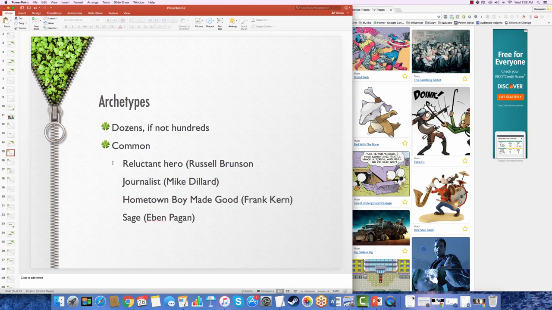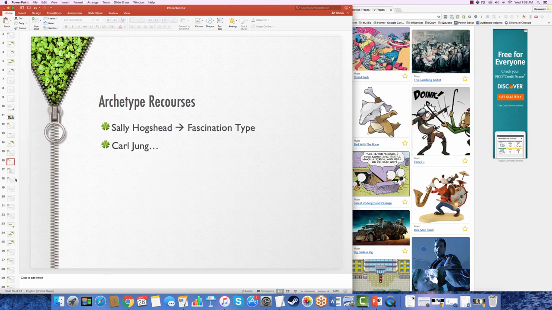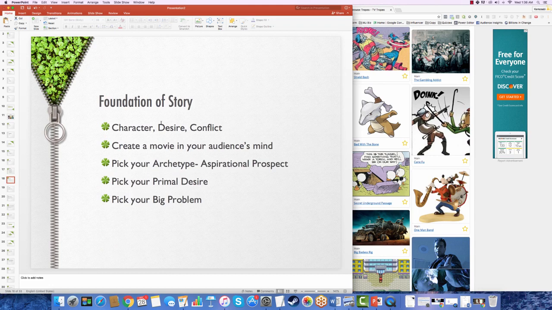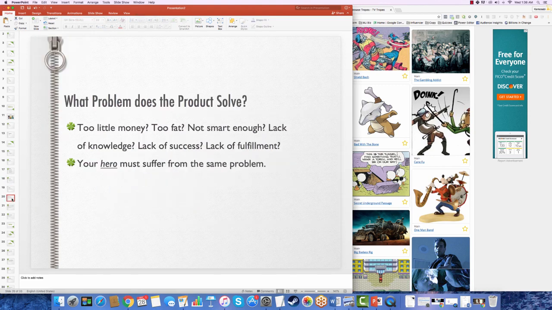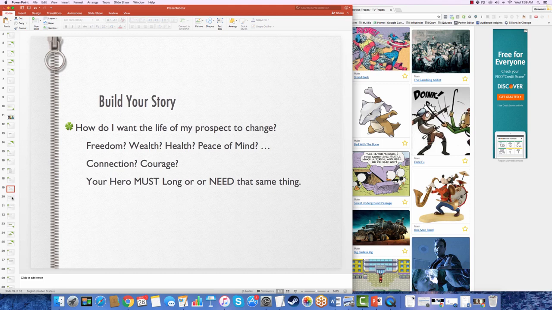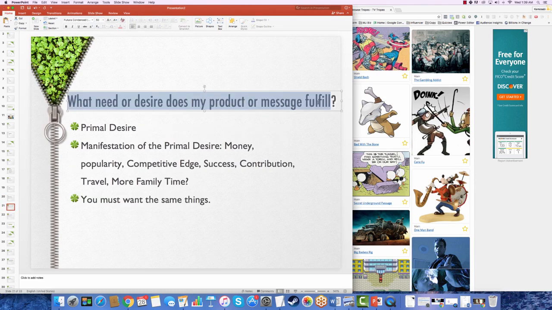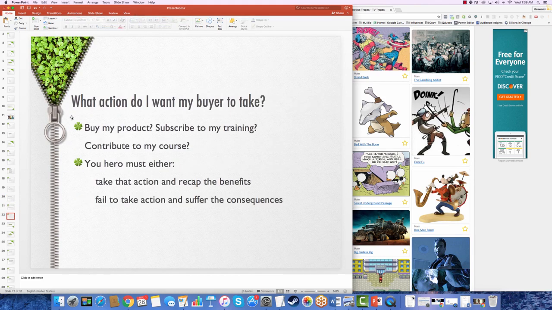I talked about archetypes, not only common archetypes, with some resources you can use, but also all of the Jungian archetypes, which are the basis for pretty much everything else. Once you've got that, you've got the foundations of your story, which are character, desire, and conflict, and you've got the exact steps on how to build those things. And you've got a set of four questions on how to build your story, right? How do I want the prospect's life to change? What problem does the product solve? What needs or desires does my product or message fulfill? And what action do I want my buyer to take? And I talked to you about what the hero is supposed to do in each one of those instances.